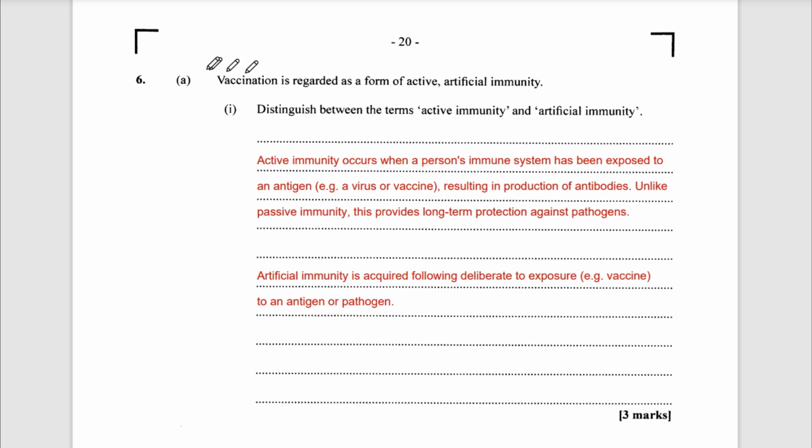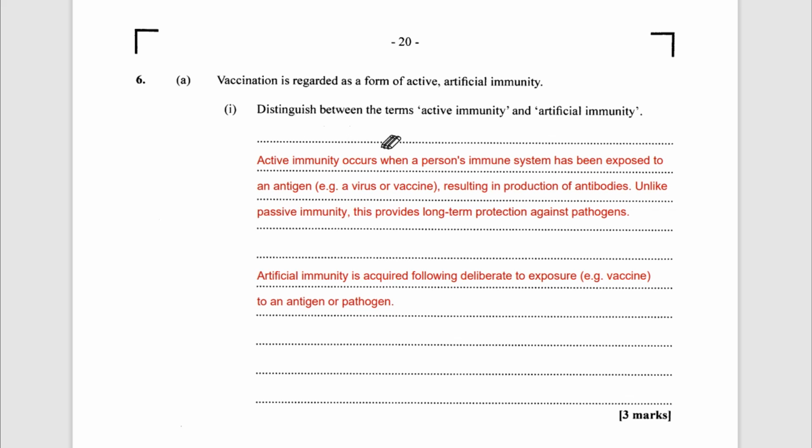Popular topic here, question 6. Vaccination is regarded as a form of active artificial immunity. The way to distinguish between the terms active immunity and artificial immunity: active immunity is, think of it like this, whatever doesn't kill you makes you stronger. It is basically when you get exposed to an antigen or a pathogen and you form antibodies against that antigen, and you're able to fight off a future infection faster.